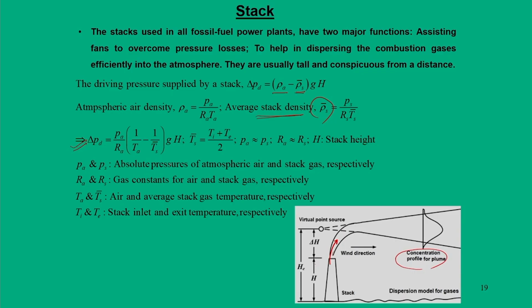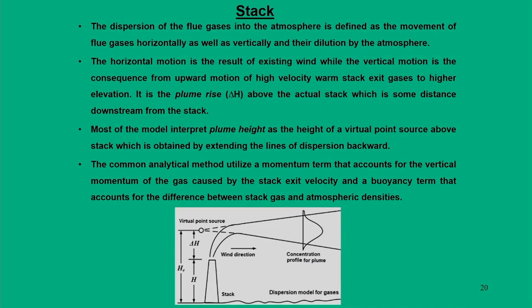So, this is your first objective, that is, assisting the fan to overcome the pressure losses. If we use the stack, ultimately we will be trying to reduce the fan power. But the second main objective of the stack is the dispersion of flue gases. Dispersion of gases into the atmosphere is defined as the movement of flue gases horizontally as well as vertically, and their dilution by the atmosphere.